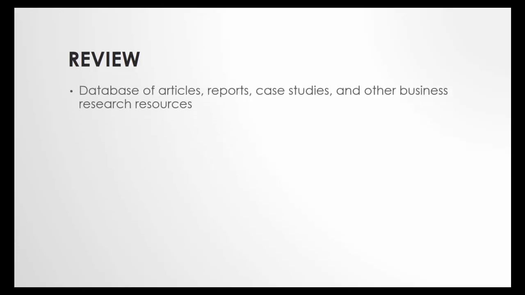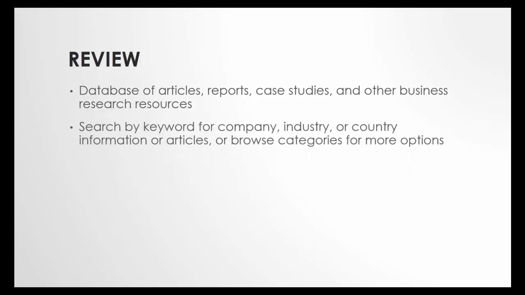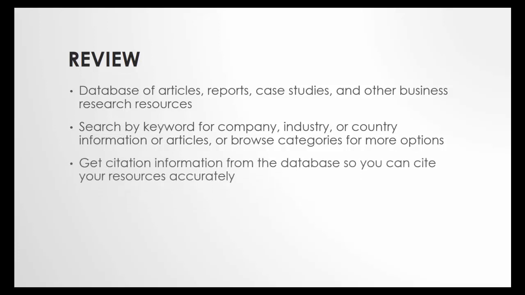To review, this is a database of articles, reports, case studies, and more that you can access from the Hannon Library website. You can search it by keyword to find company, country, or industry data, or to find articles. You can also browse and search various reports using the categories and drop-down menus across the top of the page. You'll want to save the information such as the author, date, and publication title provided about the resources you find so that you can cite them accurately in your paper, business plan, or project.